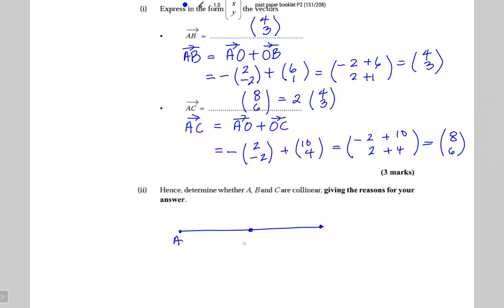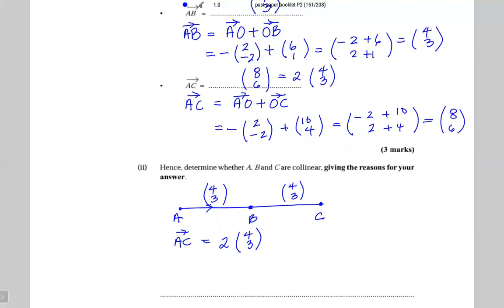This is A, this is B, and this is C. Now AC, from A all the way to C: from A to B is (4, 3). From B to C is another (4, 3). And from A to C, so AC would be equal to 2 times (4, 3). That's what it is. This is how the three vectors line up.